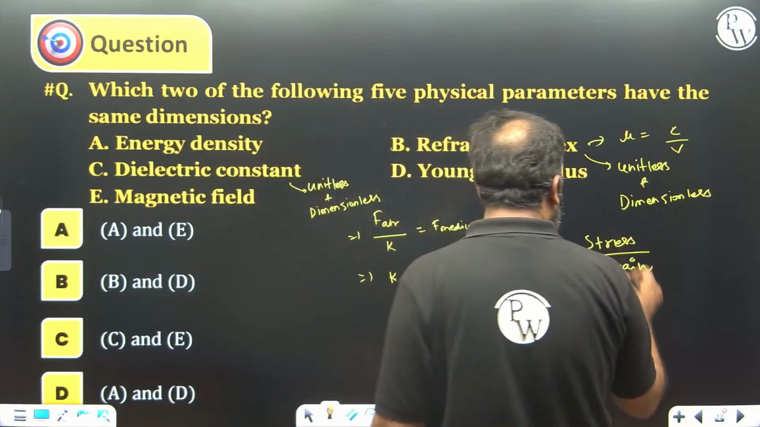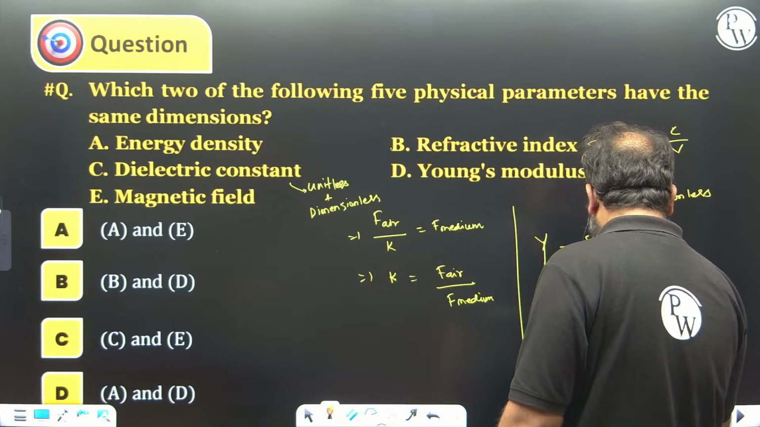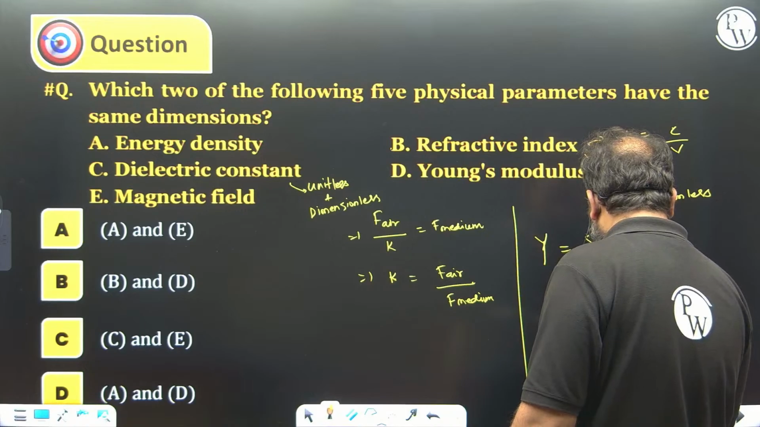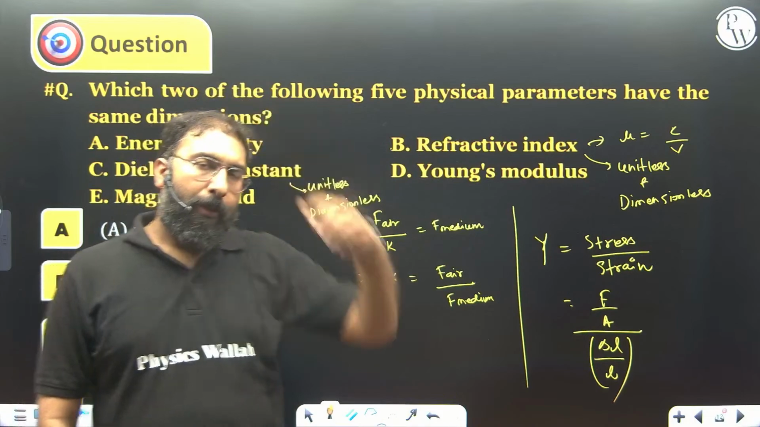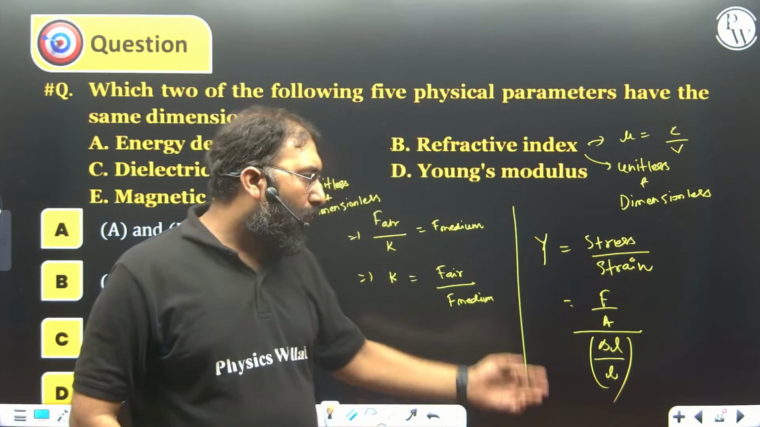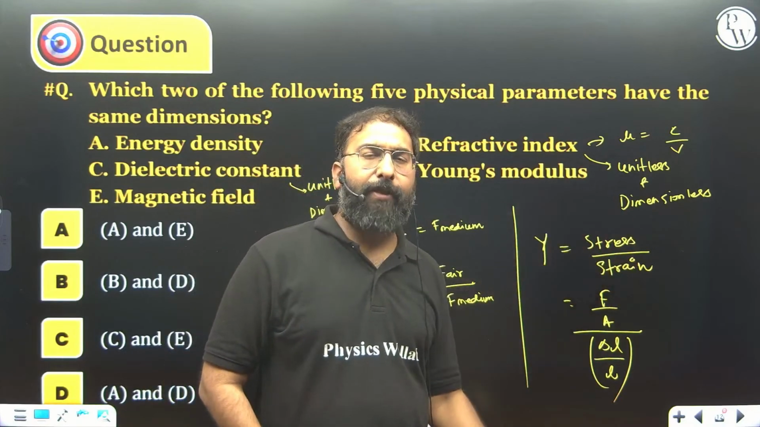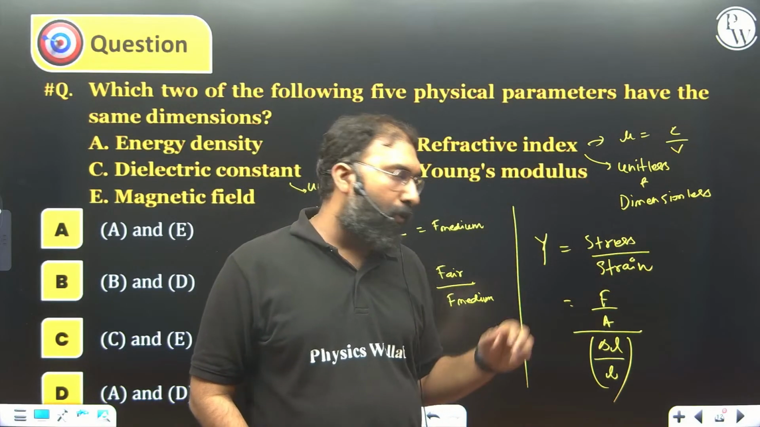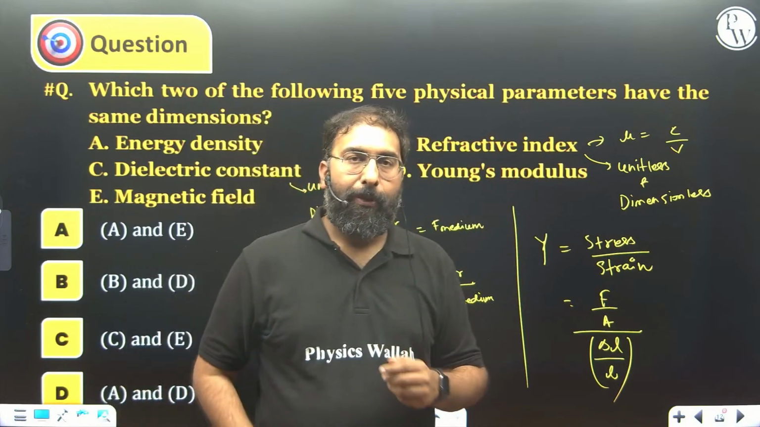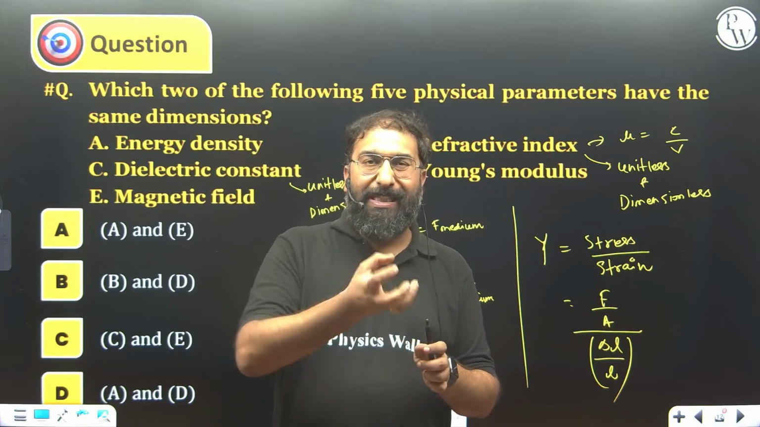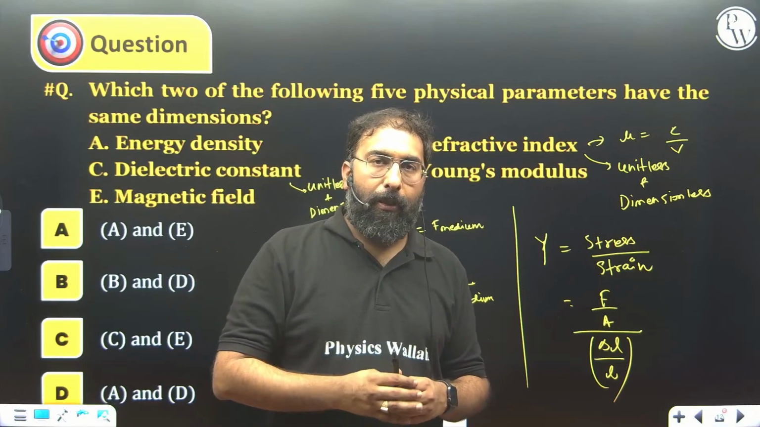So Young's modulus is stress upon strain. Stress is what? Force divided by area, and strain is what? Change in length upon length. So there are different types of strain possible, longitudinal strain, volumetric strain, this kind of things are there. But if I'm writing strain, I'm talking about an example of a string. So when you are having a load which is tied to the string and which is fixed on the ceiling, due to its own weight, mg is acting downward.